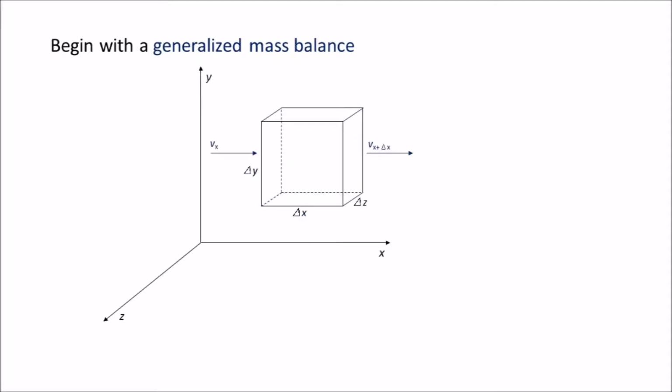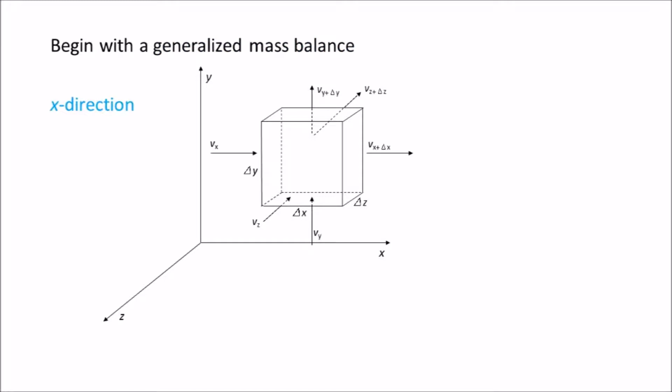Our velocity in the x direction enters at v sub x and exits at v sub x plus delta x. Similarly, our y velocity enters the control volume at v sub y and exits at v sub y plus delta y. And the z component of our velocity enters at v sub z and exits at v sub z plus delta z. This setup will allow us to perform our mass balance.